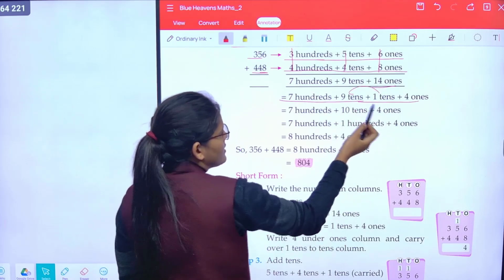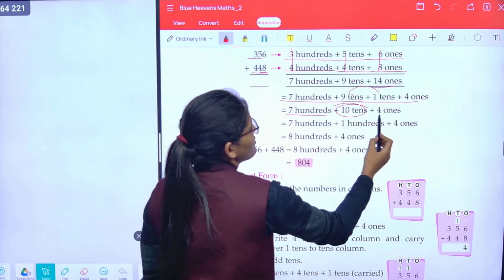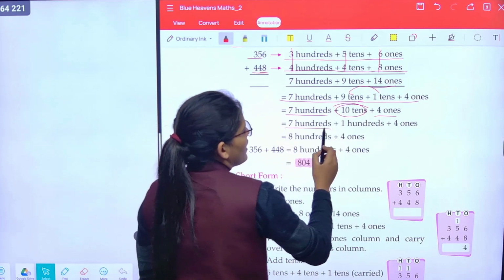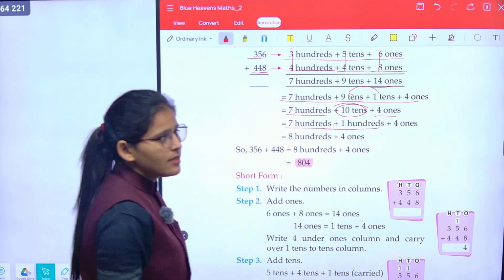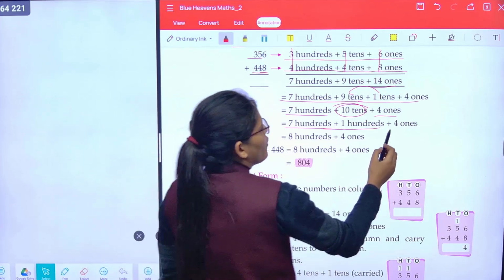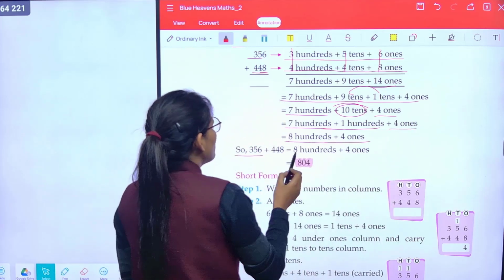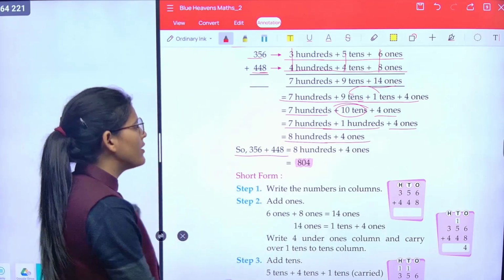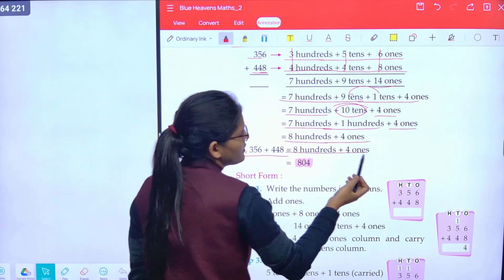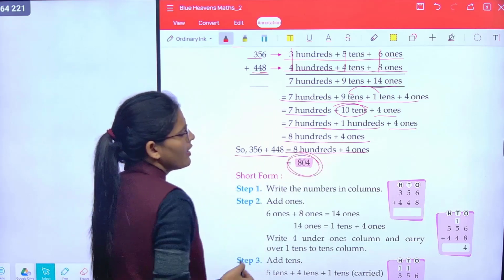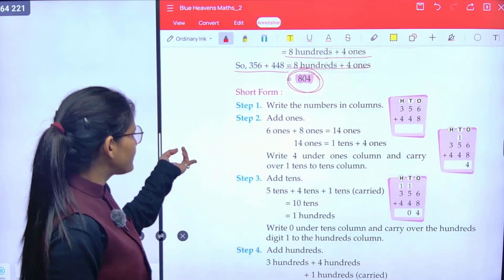So tens plus tens. Now 700s, 10 tens plus 4 ones. 700s plus 10 tens means 800s plus 4 ones. So 356 plus 448 is equal to 800s plus 4 ones. So it is 804. Easy.